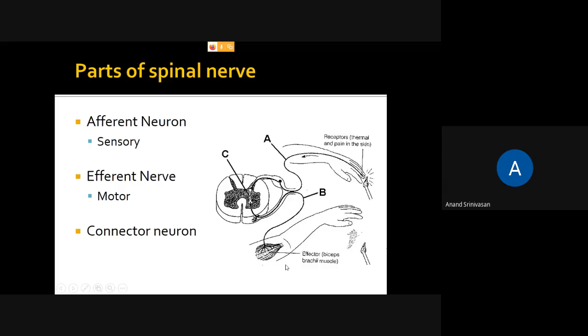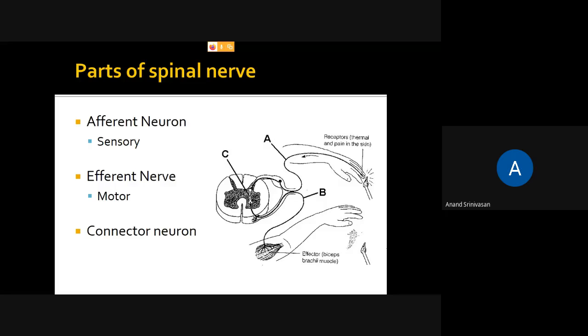Any doubts? Doctor, what is the difference between afferent and efferent? The afferent neuron is the sensory neuron. A is an afferent neuron. Now C is a connector neuron and B is an effector neuron. Nerve and neuron are not the same. A nerve is a group of neurons. They form the nerve. Okay, thank you.